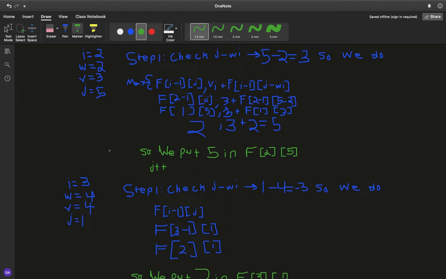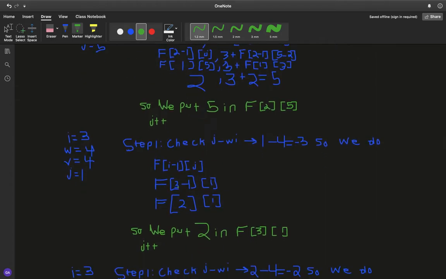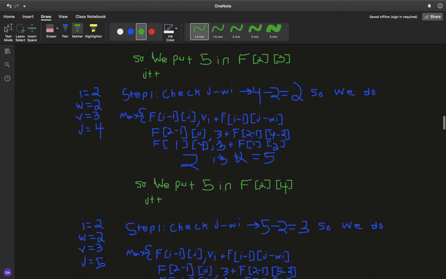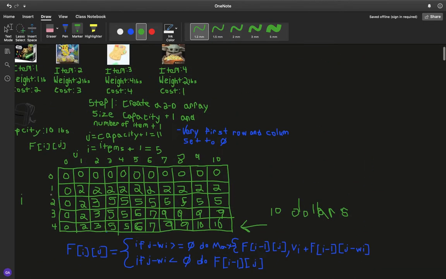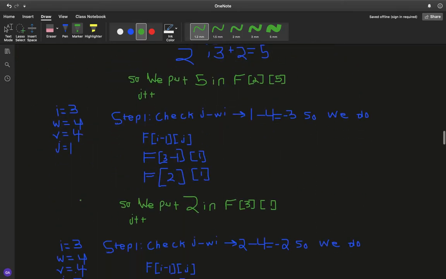Items, we move to another item, which is now item 3, with a weight of 4, a value of 4, and then this j goes back to 1. So as we check here, j minus the weight is now 1 minus 4, and we get a negative 3. So negative 3 is less than 0, so we do that second equation, f sub i minus 1 of j, and i is now 3. So it'll be f sub 2, and j is 1. So we go back up to our 2D array, and we get f sub 2 of 1. F sub 2 of 1 is 2. So we put 2 in f sub 3 of 1.